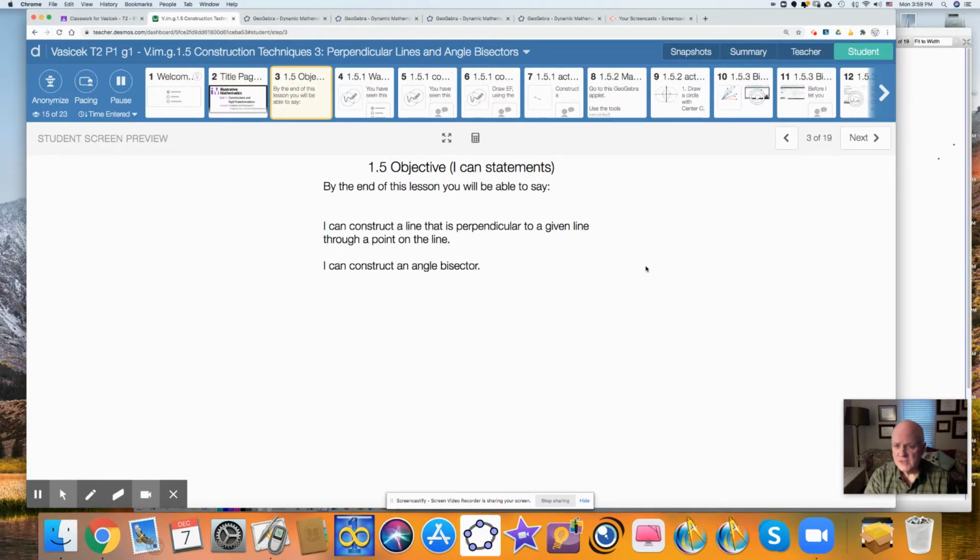And by the end of this lesson, you'll be able to say, I can construct a line that is perpendicular to a given line through a point on that line. And you'll be able to construct an angle bisector.